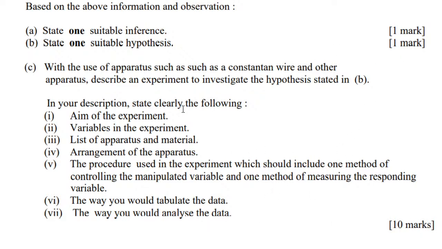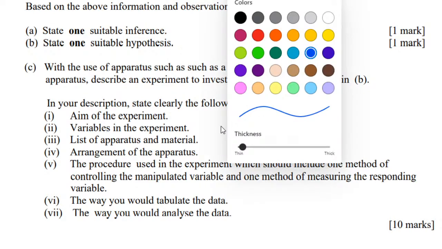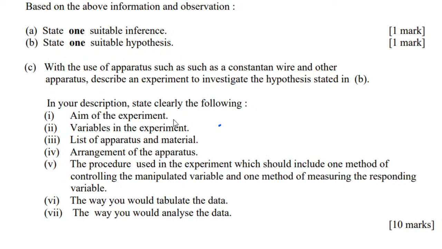Okay, so this part, maybe we look at this first. Right, so the aim here will be 1 mark except for variable, which will be 2 marks. The first mark will be for the manipulated variable and responding variable, correct. So manipulated and responding variable is 1 mark, and then your constant variable will be 1 mark. And then here 1 mark.